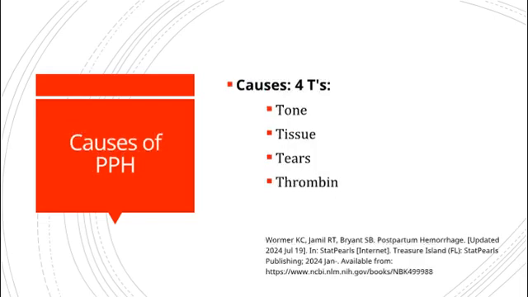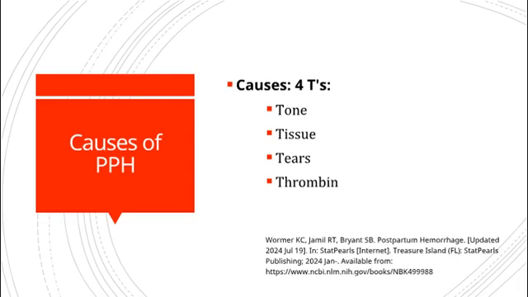The causes of PPH are often summarized by the 4 T's. Understanding the 4 T's provides a framework for assessing and managing postpartum hemorrhage. The 4 T's include tone, tissue, tears, and thrombin. Tone refers to how contracted the uterine muscle is. Poor tone is called atony. An atonic uterus is prone to bleeding. Poor tone is the cause of 70% of cases of primary postpartum hemorrhage.